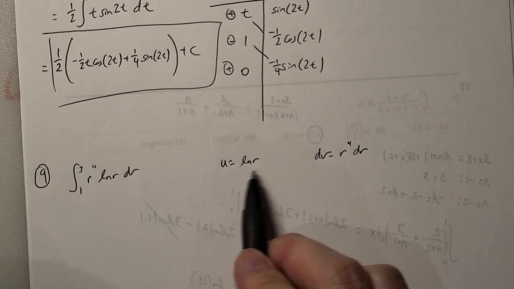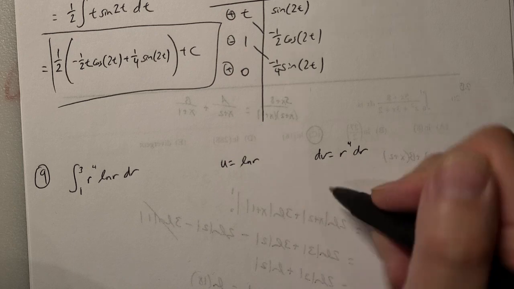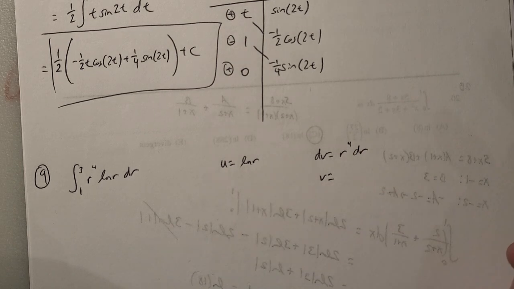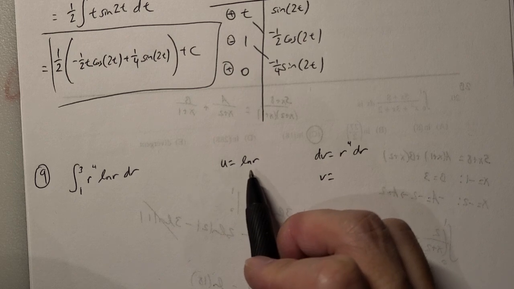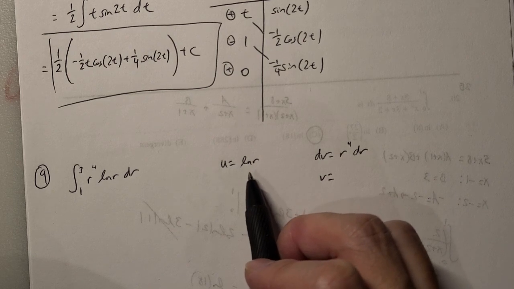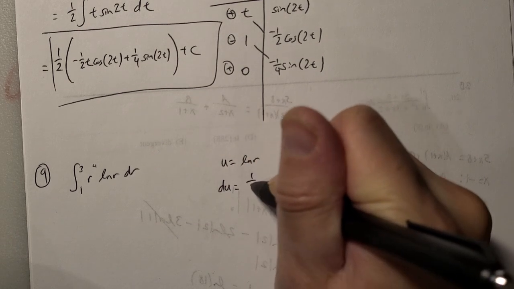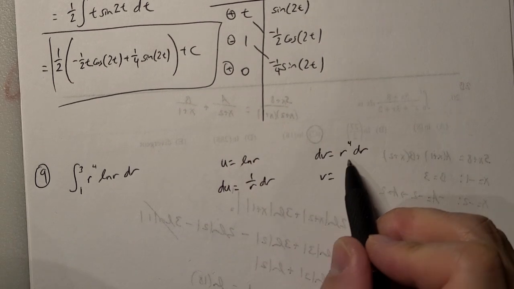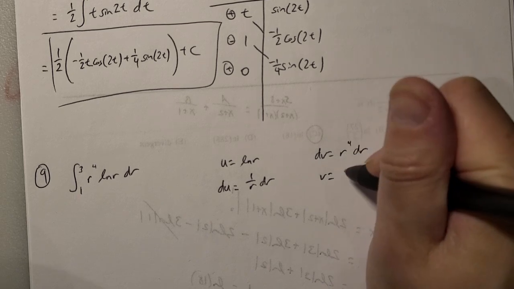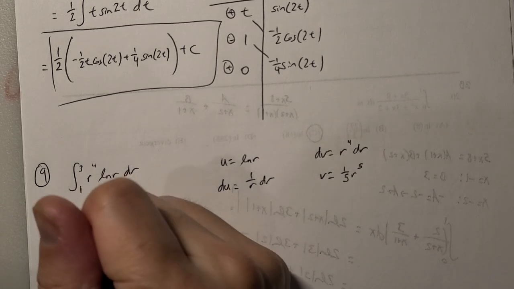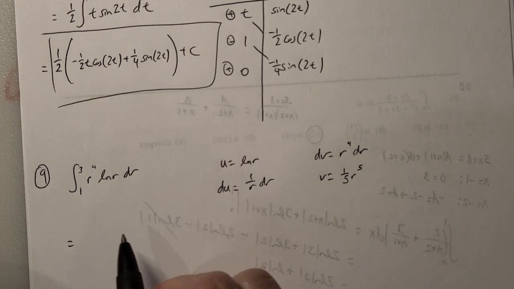Because if I put dv as ln r, how do we get v? We have to integrate the natural log. I don't know if you remember it, but you have to use integration by parts to find that in itself. So let's let u be ln r because we know the derivative of that. That's easy, 1 over r dr. dv is r to the 4th dr. So v, we know how to integrate that. That's 1/5 r to the 5th. Okay, so uv minus integral v du.